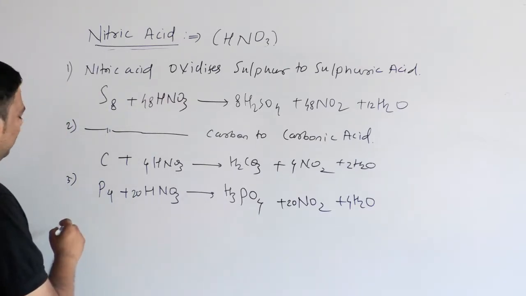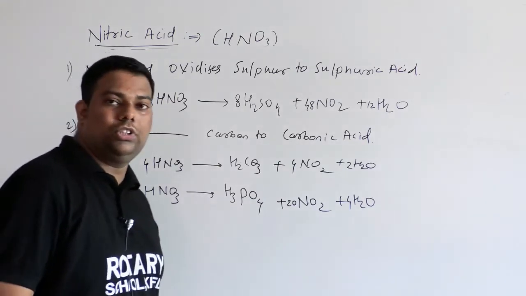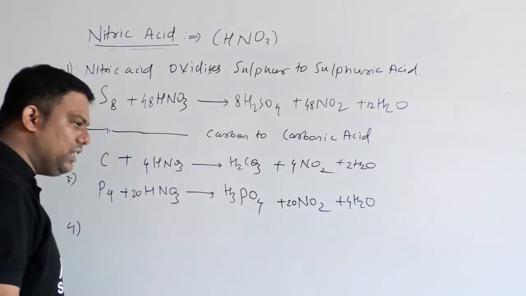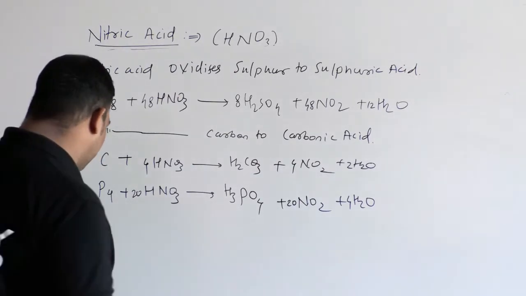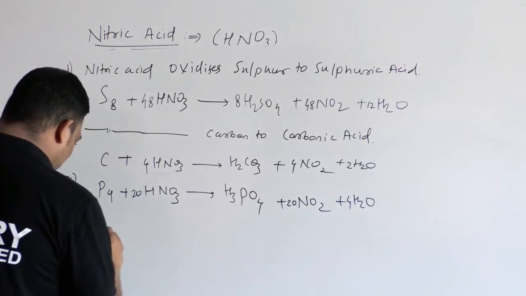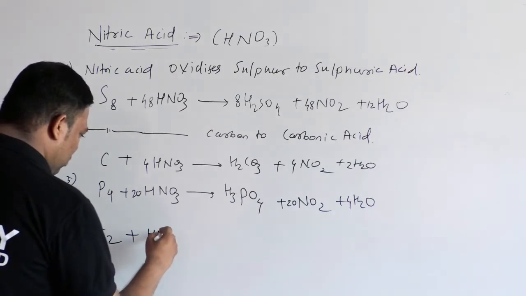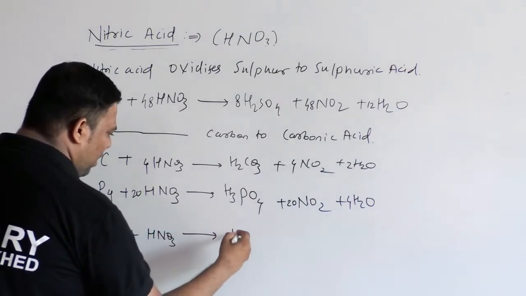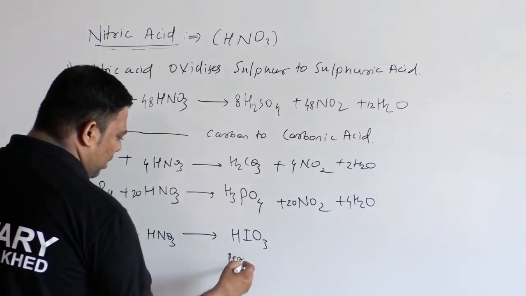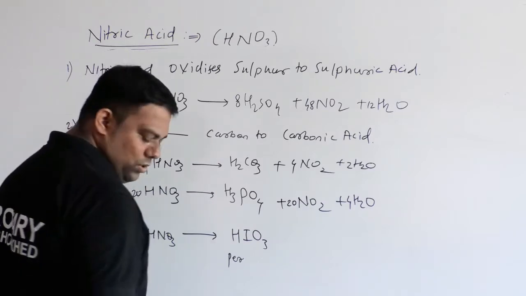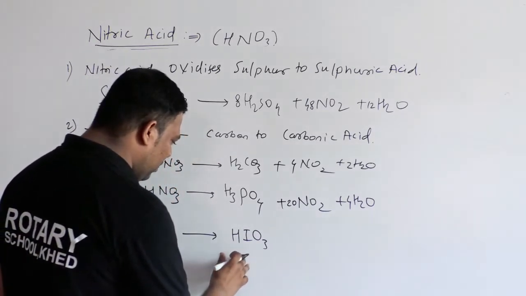Now fourth, we will discuss iodine. Iodine is oxidized to periodic acid. So I2 plus HNO3 will give HIO3, iodic acid.